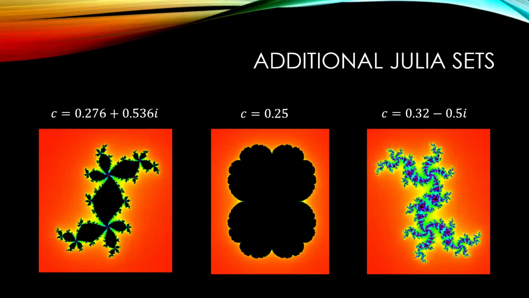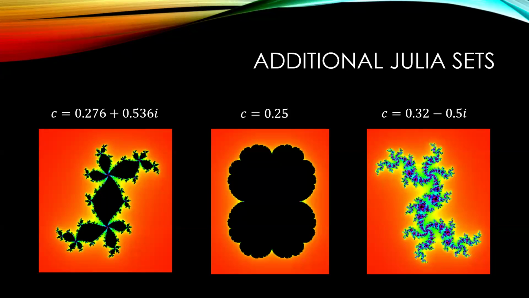And so that previous one was what happens when c is 1. Well, here's what happens when c is equal to 0.276 plus 0.536i. Here it is for c equals 0.25. Here it is for 0.32 minus 0.5i. Notice for these first two, it's connected. For this one, it's completely disconnected. And so the question is, why?